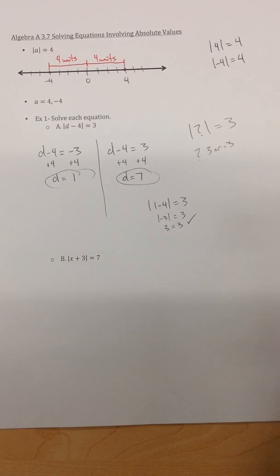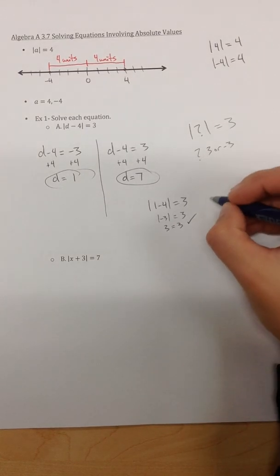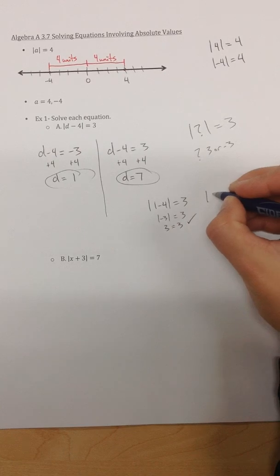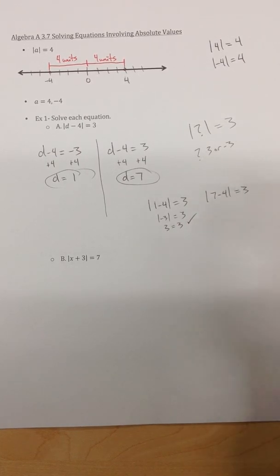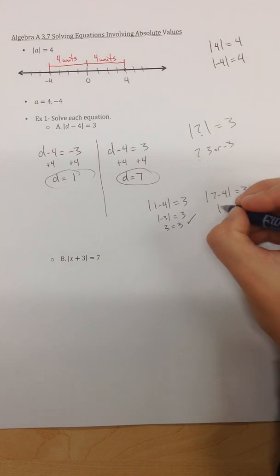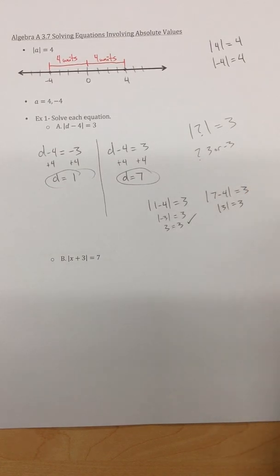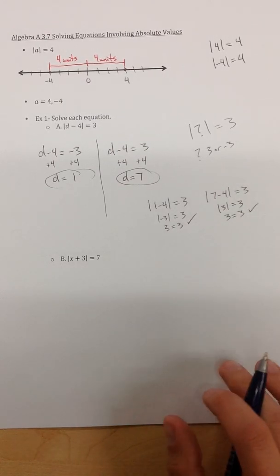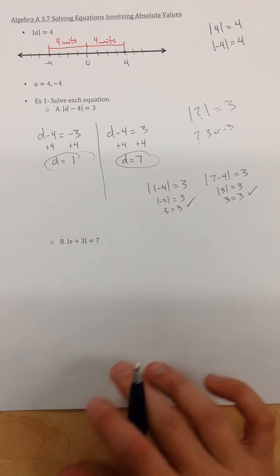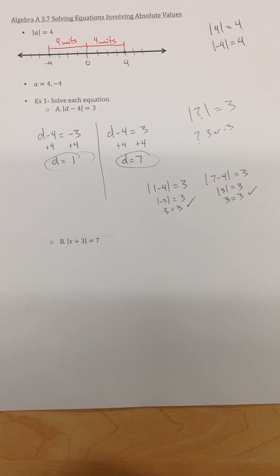Okay? Now you can do the same thing with the other one and plug in the 7 and see if that works. So the absolute value of 7 minus 4 is equal to 3. Well, we know 7 minus 4 is 3. So the absolute value of 3 is equal to 3. The absolute value of 3 is 3. So 3 equals 3. Okay, so you should get two answers for the vast majority of these.